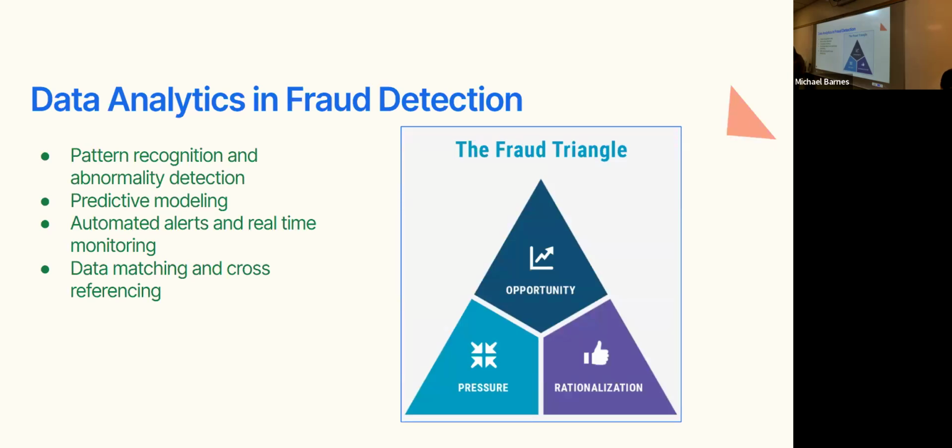The next major way data analytics is used in fraud detection is through automated alerts and real-time monitoring. So a fraud monitoring system tracks transactions in real time. And as an abnormal transaction occurs, it triggers an alert. This is most common for credit card fraud detection systems. And the last major way that data analytics is used in fraud detection is data matching and cross-referencing. With these fraud detection systems, they compare multiple data systems for inconsistencies. This is most commonly used for tax to find duplicate filings and false claims.